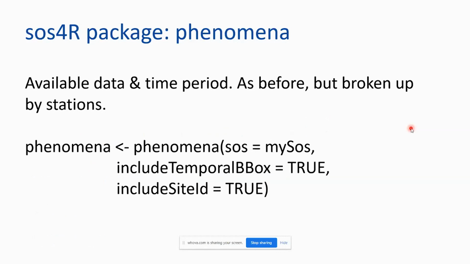Now, just digging in a little bit more. What data is available, what time period does it cover, but we want to break that up by the separate weather stations. Some of the weather stations, that particular climate data might start later or earlier, or finish later or earlier. So this is going to be exactly the same as before, but broken up by stations. And you can see the syntax is easy. You just continue doing what you did before. Ask for the bounding box, and then ask to include the site ID, which means the weather station number.